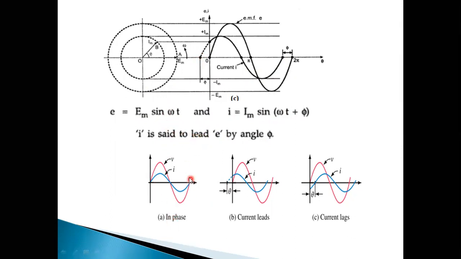Observe these waveforms. If voltage and current start at the same point, those types of waveforms are in-phase waveforms. If the voltage is the red line and the blue line is the current, it is leading: current leads voltage by an angle of theta. In this other waveform, current lags voltage by an angle of theta. These are the three different variations. When comparison occurs, this phase difference will exist.